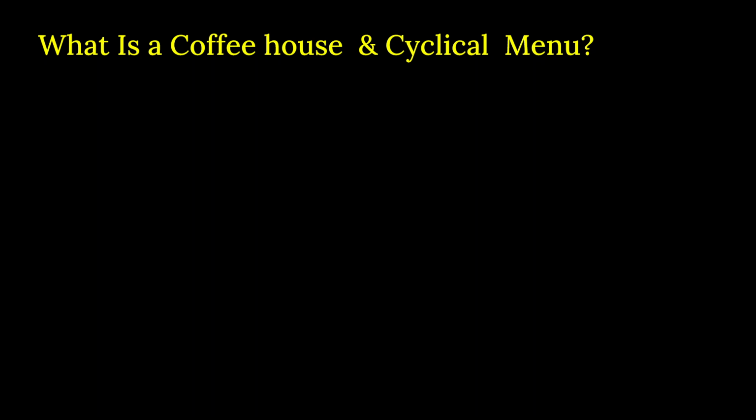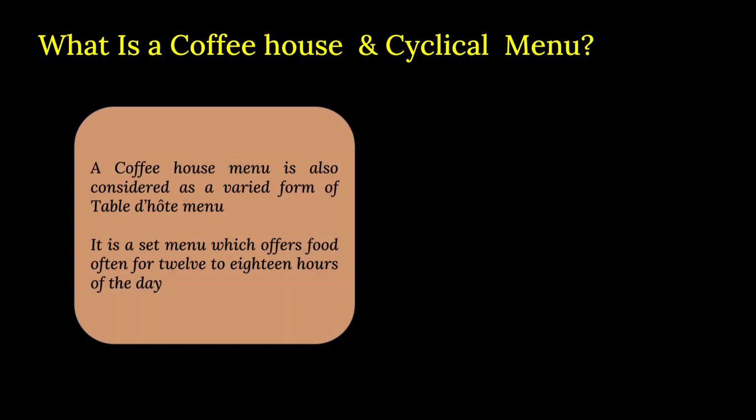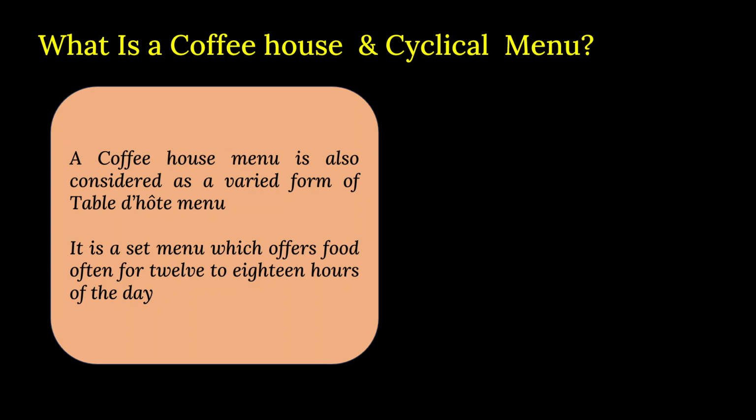Then, what is a coffee house and cyclical menu? A coffee house menu is also considered a varied form of table d'hote menu. It is of course a table d'hote menu. It is a set menu which offers food often for 12 to 18 hours of the day. A coffee house is open for 12 to 18 hours a day, and whatever is available will be available within that period.